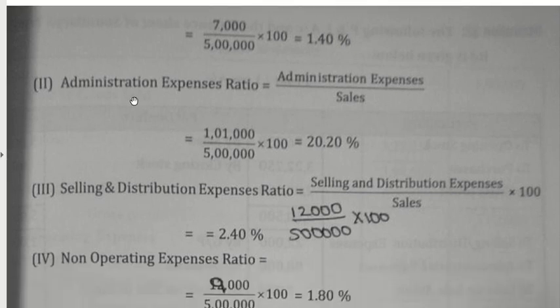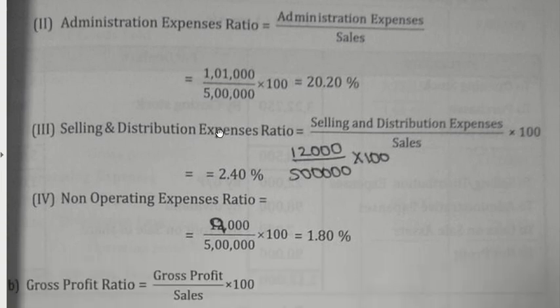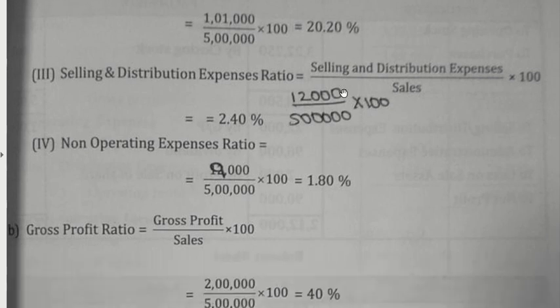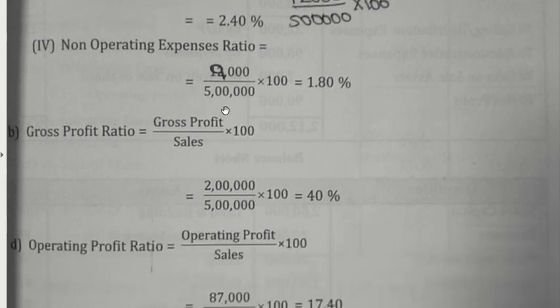Now the next expense given in the question is administrative expenses. So administrative expenses divided by sales into 100, 1 lakh 1,000 divided by 5 lakh into 100, we get 20.20%. Selling and distribution expense, the formula is selling and distribution expense divided by sales into 100, just 12,000 divided by 5 lakh into 100, which is equal to 2.40%. So non-operating expenses ratio is equal to 9,000 divided by 5 lakh into 100, 1.80.